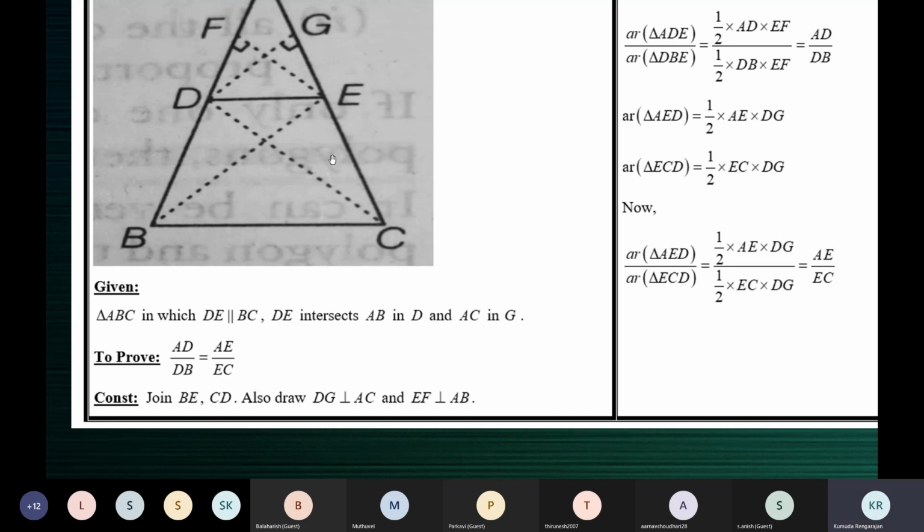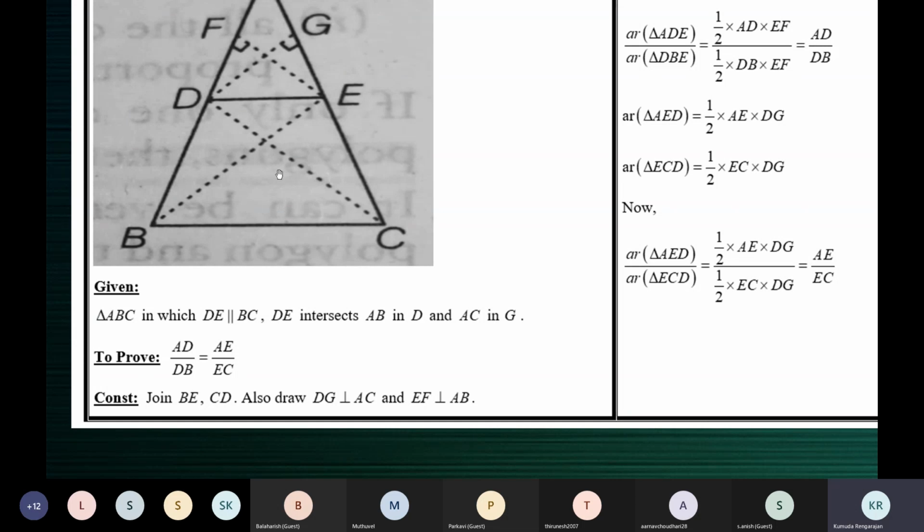Last year, since this chapter was a part of the deleted portions, you do not know this theorem. There is a theorem which says that when two triangles stand on the same base and lie between the same parallels, they are equal in area. So here we have two triangles, DBE and ECD. They have the same base DE. Both the triangles have the same base DE, and they lie between the same parallels, DE and BC.